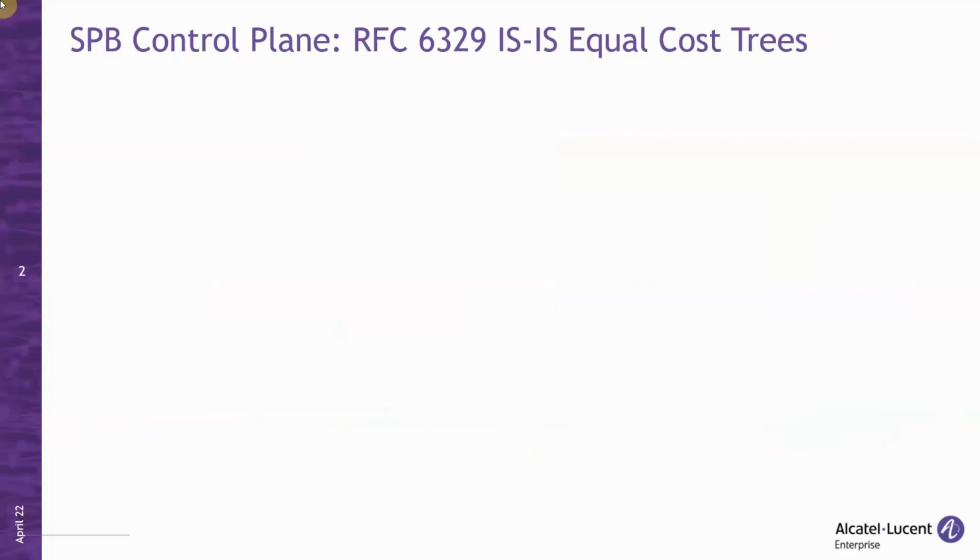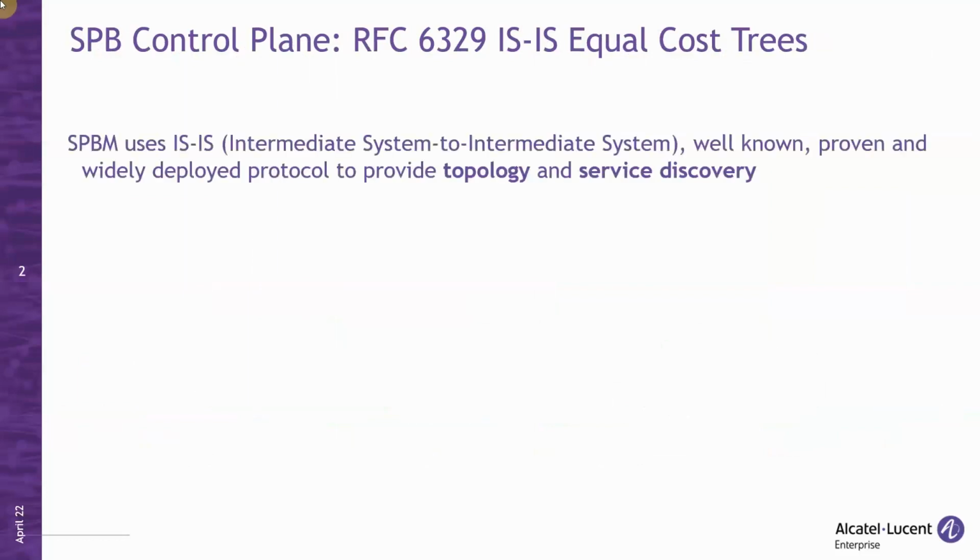SPB uses ISIS, or Intermediate System to Intermediate System, a well-known, proven, and widely deployed protocol, particularly in service provider backbones. ISIS is responsible for topology and service discovery. ISIS is an extensible link state protocol which implements Dijkstra's shortest path algorithm for path computation.